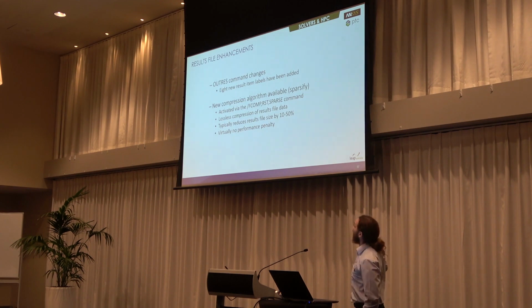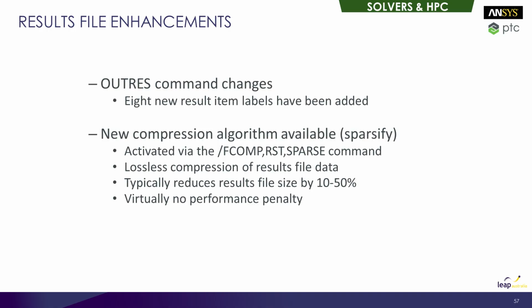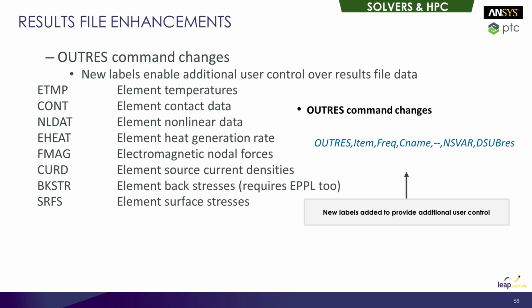Okay, other solver stuff. This is some tricks for reducing the file size, the results file size. With the outres command, there's a few new options for activating or deactivating the writing of some output types. And then there's a new compression algorithm for the results file. So these are the new options for the outres command. So you can activate or deactivate element temperatures, contact data, nonlinear data, heat generation, electromagnetics, elements, source current densities, back stresses, and surface stresses. So all of these you couldn't activate or deactivate individually. They basically came as a lump.